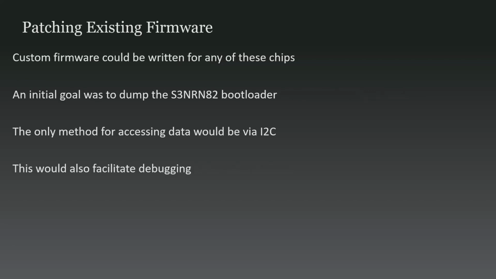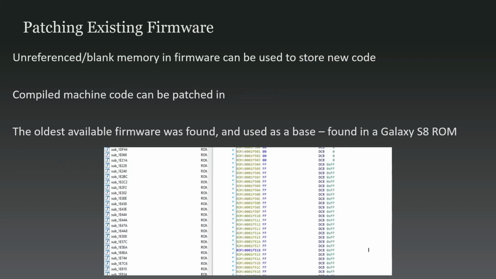So, because I could write custom firmware for any of these chips, I decided to aim for the ST21NFC-H2, as this was the newest, the fastest, and had the most memory. Because I'd only be able to debug things via I2C, it would be quite complex to debug, but at least I had something to work with. I downloaded a firmware file that I found inside a Samsung S8 ROM, this being the oldest phone which used this chipset. I found that it had quite a lot of spare memory compared to the firmware that was used on the Samsung S9, and I could use this to patch in machine code that I'd compiled as needed.